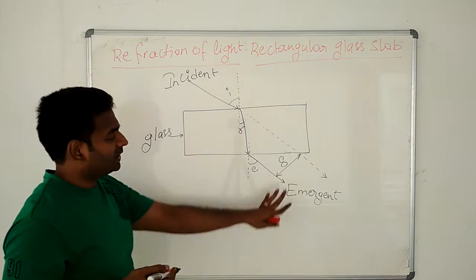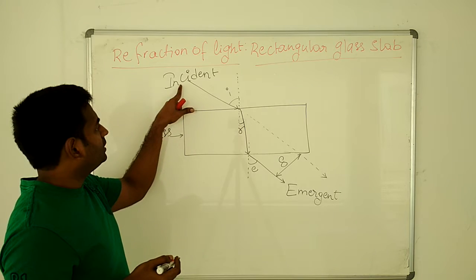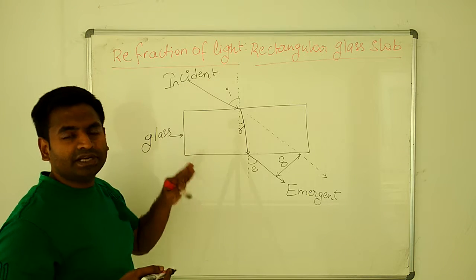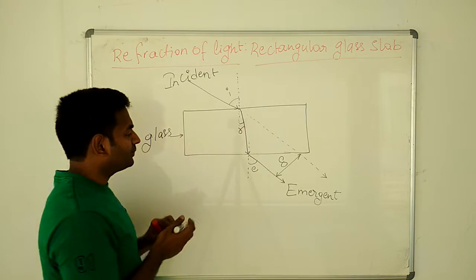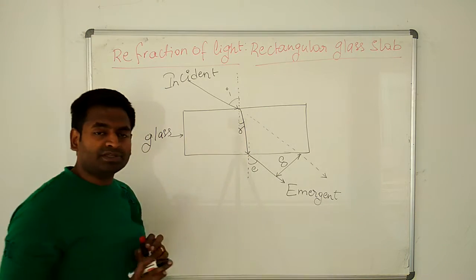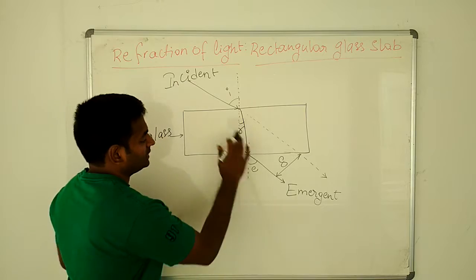So if we see here, there are three terms that need to be learned. One is incident ray, which we know, and then this is refracted ray, and then this is called emergent ray. So these are the three rays that we have.